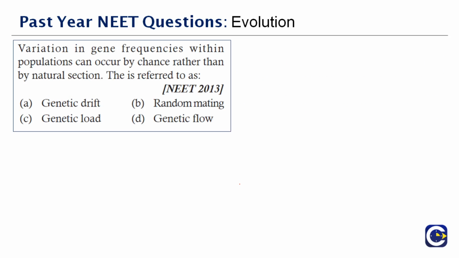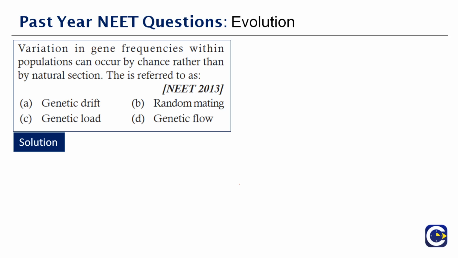Okay, next question here. Variation in gene frequencies within the population can occur by chance rather than natural selection. What do you refer to this as? This question was asked in the year 2013. So what do you think will be the answer here? You're given genetic drift, random mating, gene flow, genetic load. You have four options here. We will go one by one. Maybe that will help you.